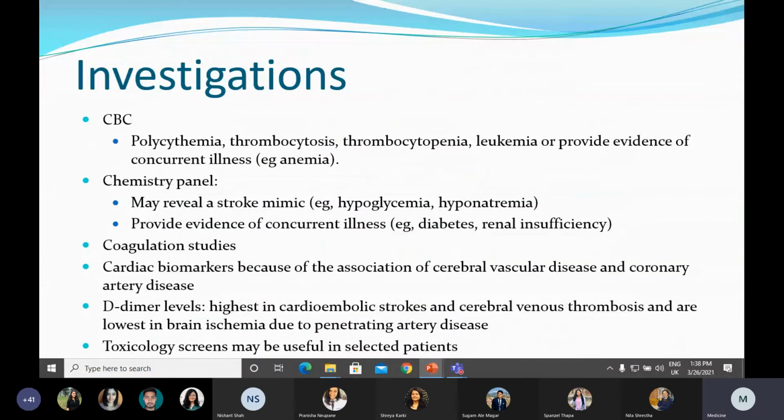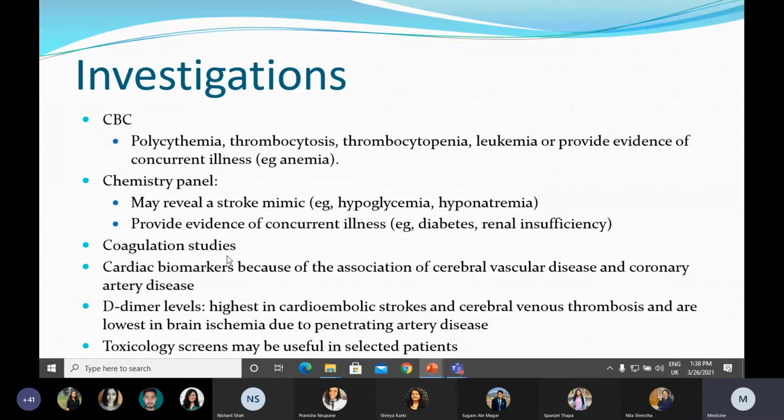In the investigation, we generally send a complete blood count, where we may be able to find polycythemia, thrombocytosis, thrombocytopenia, or evidence of concurrent illnesses like meningitis. In the chemistry panel, especially we look at the blood sugar level and electrolytes, because these two are very common differentials for a patient who is unconscious and which can be corrected rapidly also. And this may also provide evidence of concurrent illnesses like diabetes or renal insufficiency.